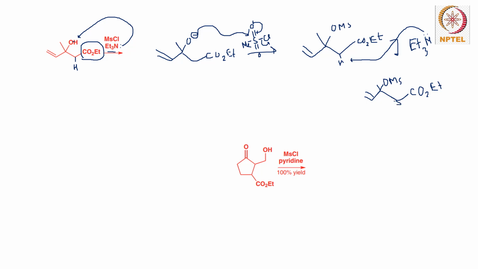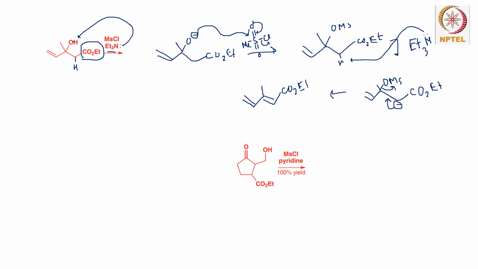and that will generate a carbanion. So now this carbanion, what will happen? This goes here. This will be moved. And we will get this as our product. Okay? Understood?